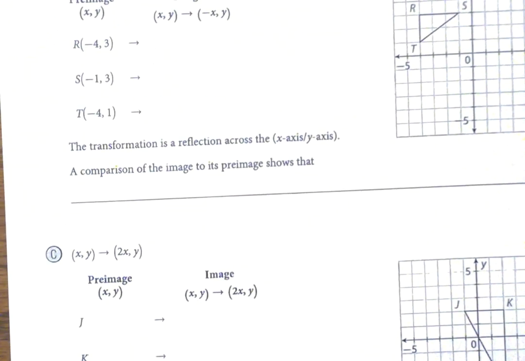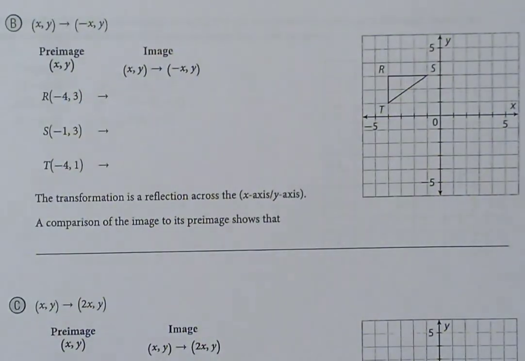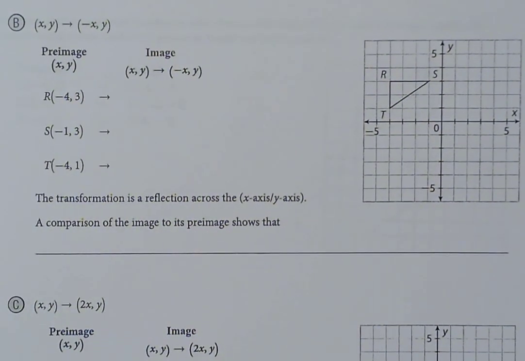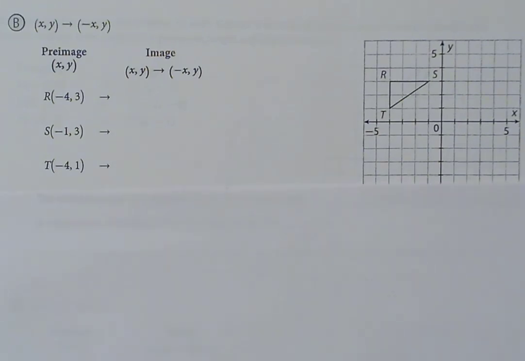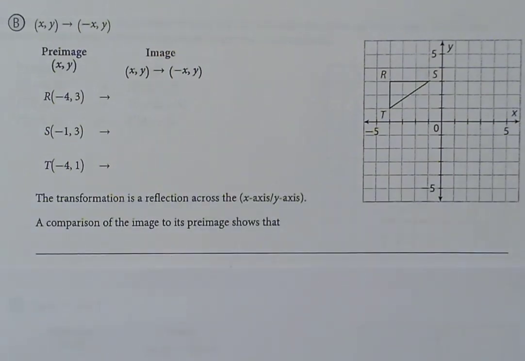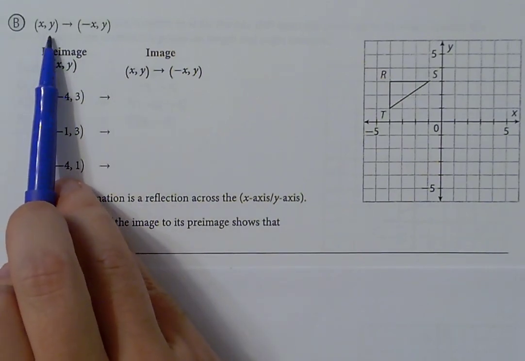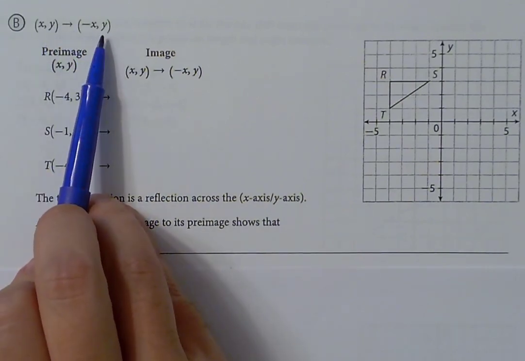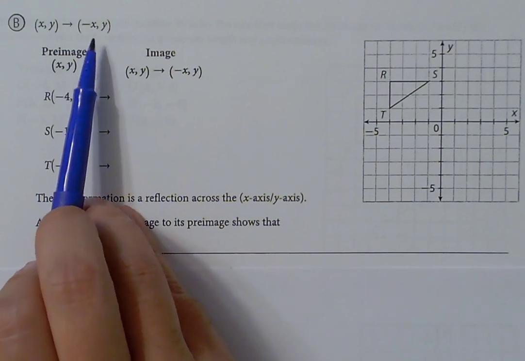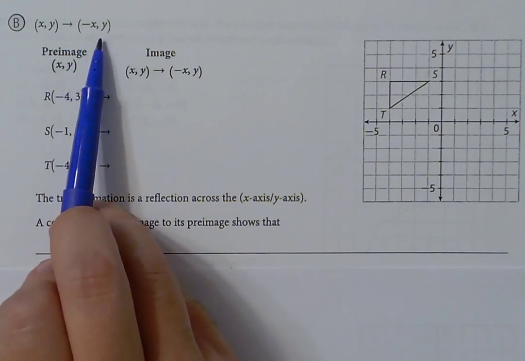I do want to talk about a couple different ways of coordinate notation and how it impacts the points and what you need to do. I'm not necessarily going to do every part of these, but it's something I want to highlight. If we look at part B, our coordinate notation is x comma y goes to negative x comma y. Let's talk about what this negative x comma y means.